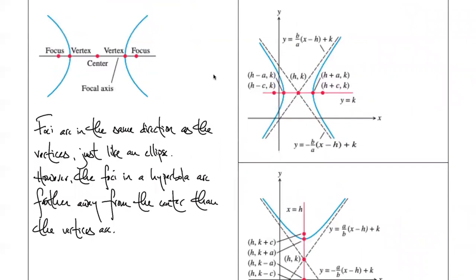Let me zoom back in for a moment. We look at this diagram, we've got our vertices right here, but you'll notice that our foci have a greater distance from the center. Before, in the ellipse, they were on the inside of the ellipse, but now, since those curves are facing outwards for the hyperbola, our foci are still inside that curvy part, okay?